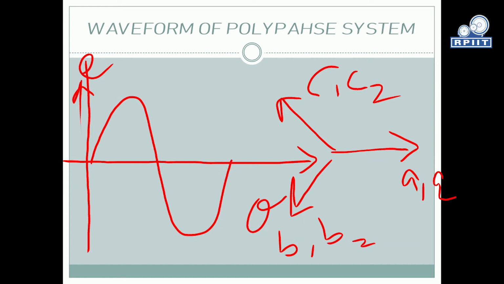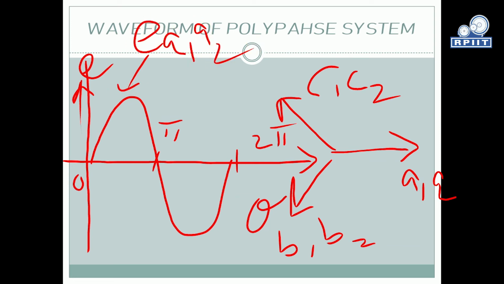We can see here it starts from 0, pi and 2 pi. Now this is one cycle. So this represents the waveform of phase A1, A2.